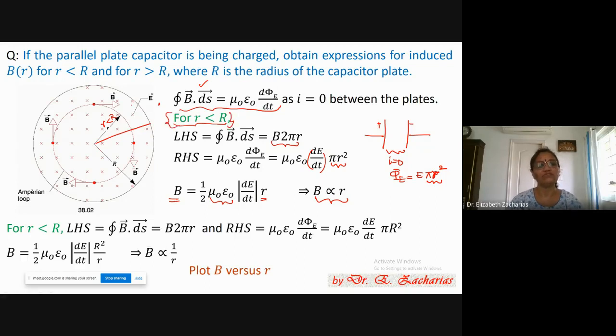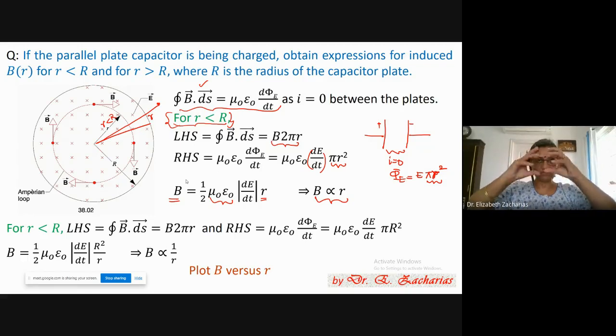Now let us go outside. Let us go to a point outside where small r is greater than capital R. Just imagine, two plates are there, and then there is a cylindrical space which is empty space, and you are going to take a point outside and find out if there is an induced magnetic field there. So what you now do is draw an Amperean loop.